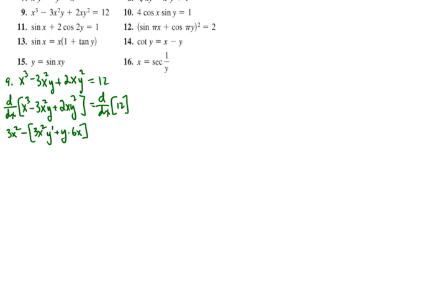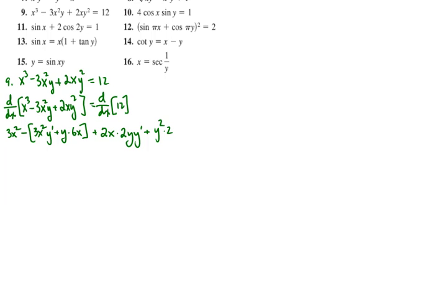The first function is 2x, times the derivative of the second function, y squared, which will be 2y to the first times y prime, plus the second times the derivative of the first. The second function being y squared, and the first function being 2x, and its derivative just being 2. And of course the derivative of 12, of any constant, is 0.